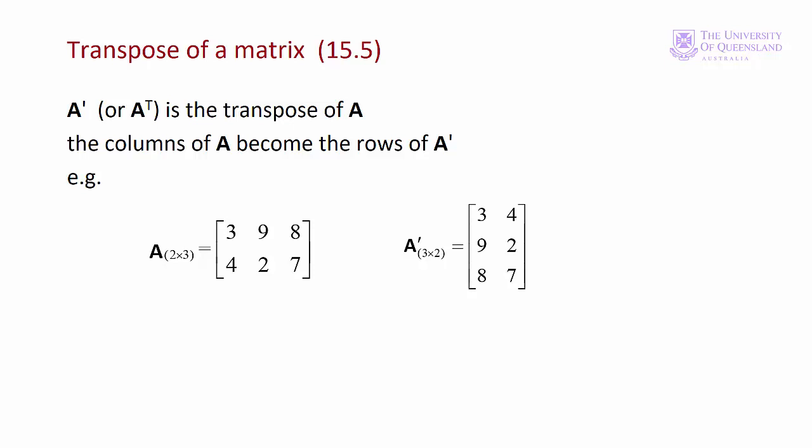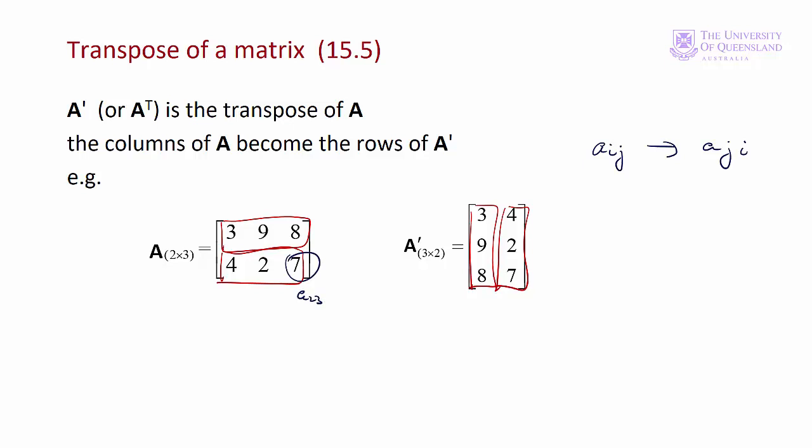Looking at the rows in our original matrix, we have our first row and our second row. They become the first column and the second column in the transpose of A. Another way of thinking about this is we switch the subscripts that indicate the element's position. So element Aij becomes element Aji in the transpose. Element 23, A23, becomes element A32 in A prime, the transpose.